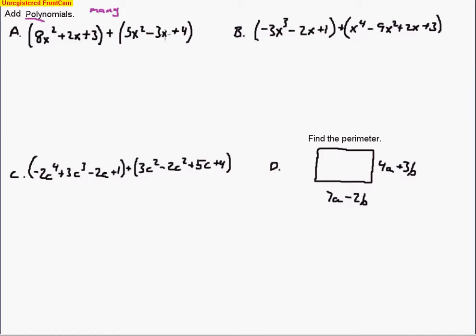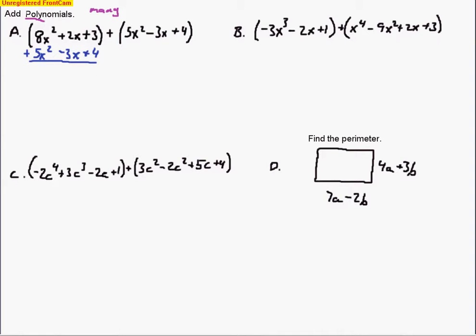So what I would recommend doing is taking the terms of one of the two polynomials and placing them underneath the ones of the other. So I'm going to put the 5x squared underneath the term I can combine it with, the 8x squared. I'm going to take the negative 3x, put it underneath the positive 2x. Take that positive 4, put it underneath that positive 3. And then I'm adding these numbers together.